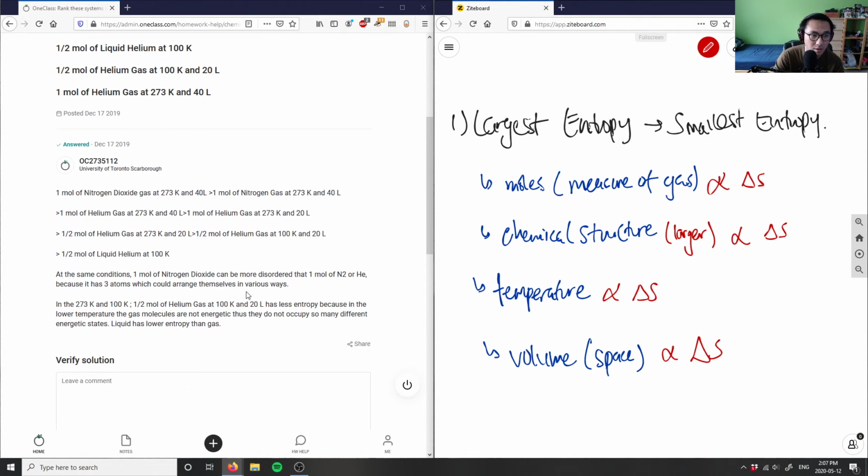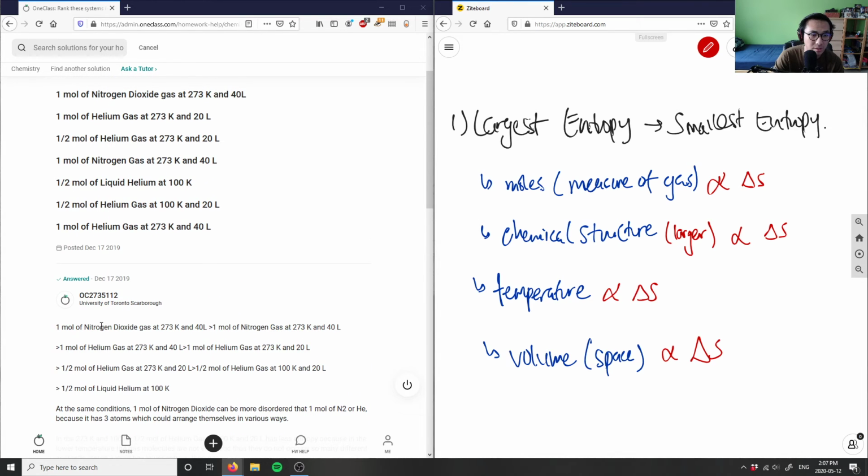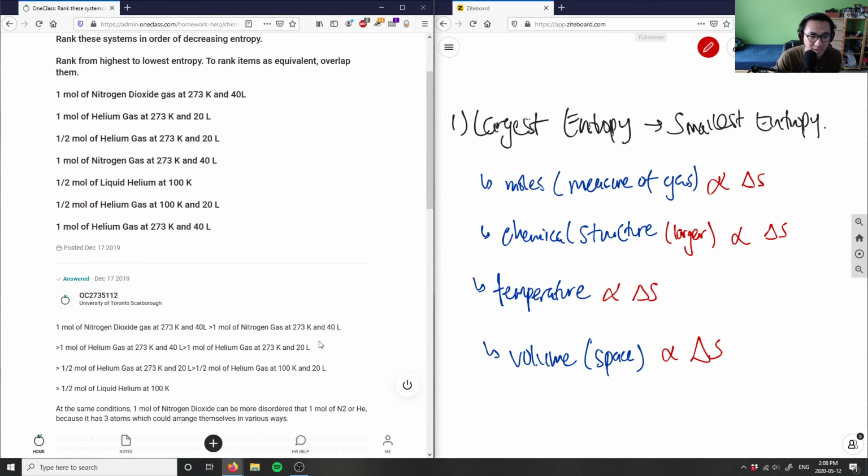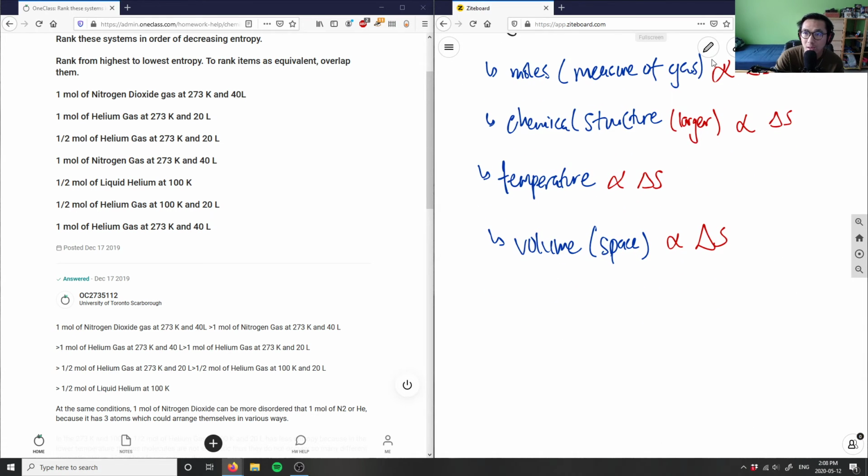So if you look here, their solution that they wrote here is that 1 mole of nitrogen dioxide at 273 and 40 is going to be greater than 1 mole of nitrogen gas at 273 and 40. So this solution here is correct. The reason why is that I'm going to prove that the first statement is correct by simply drawing out the chemical structure.